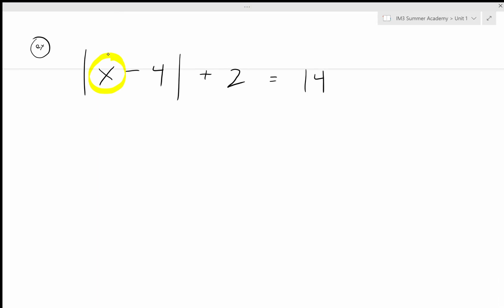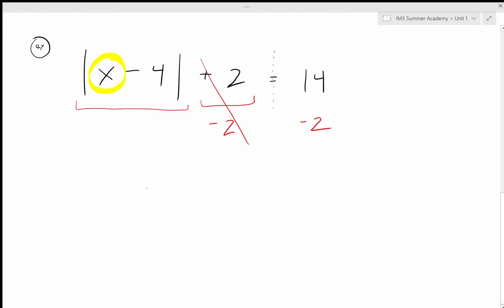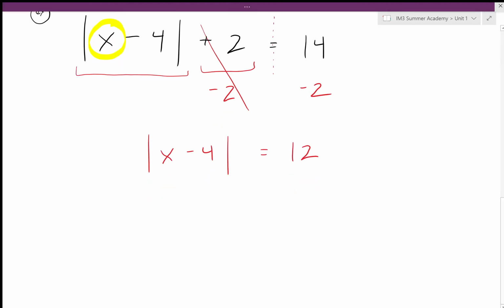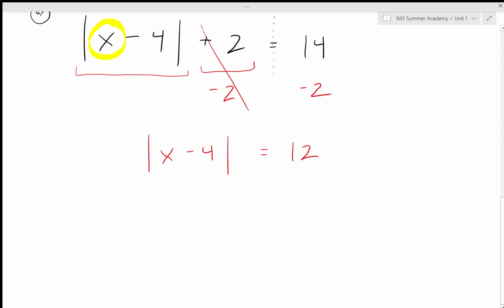But I can't get to these absolute value symbols yet because if I look at it, there's my equal sign, I have the absolute value and then I have a plus 2. I can't get to the absolute value yet without moving that plus 2. And the way we move that to the other side is by subtracting 2. But what I do to one side of the equal sign, I need to do to the other. So now I have absolute value of x minus 4 equals 14 minus 2, which is 12. Now the absolute value is ready to get played with.